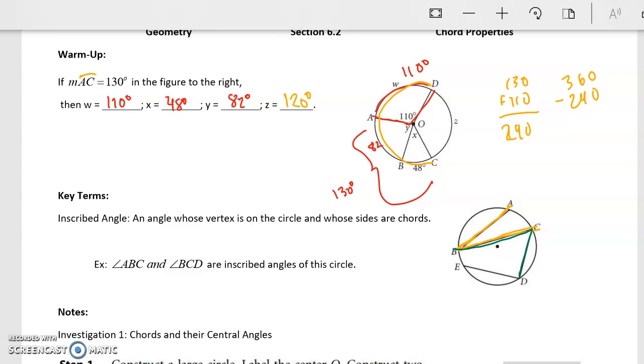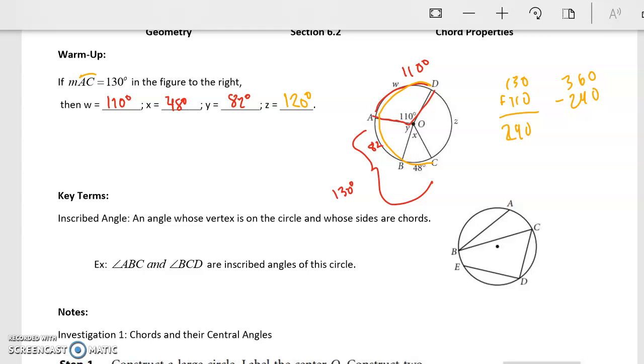And again, I want you to think back to intercepted arc. So arc AC is intercepted by angle ABC, and arc BD is intercepted by angle BCD. So again, think about extending those rays, and it's like the arc in between those rays. Just wanted to remind you of that definition.